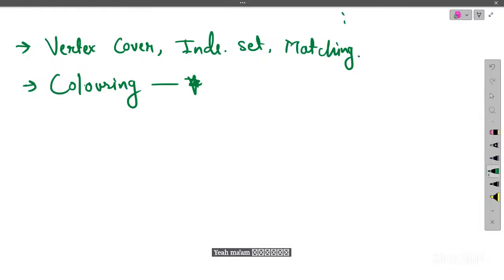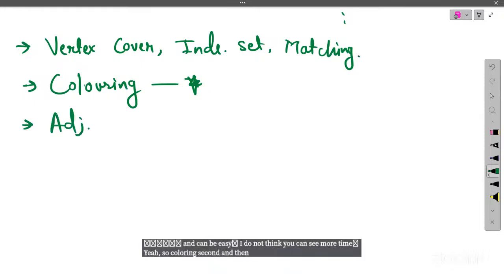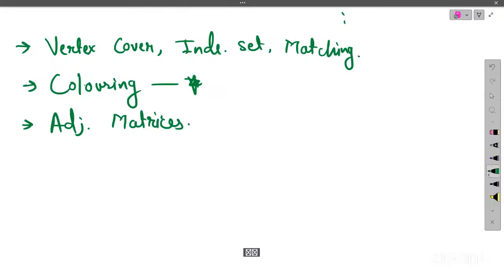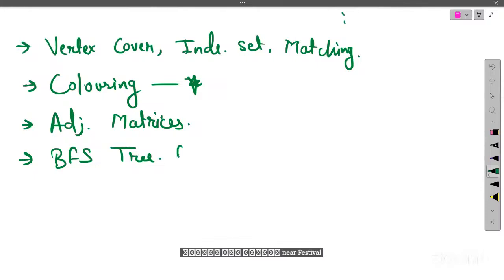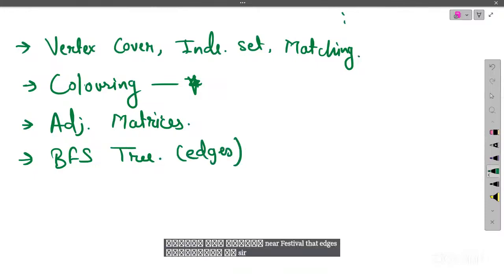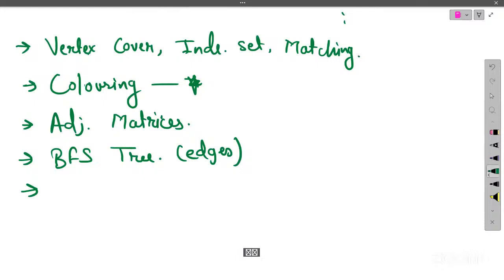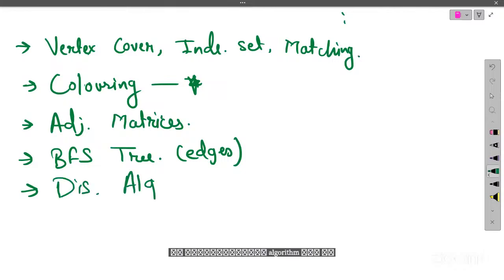So coloring first, then adjacency matrices, whatever questions you already saw. After that, BFS tree, that edges question, right? One question on edges. And after this we have Dijkstra's algorithm, maybe. It's not that important, but it's easy. You can find Dijkstra's algorithm easily.